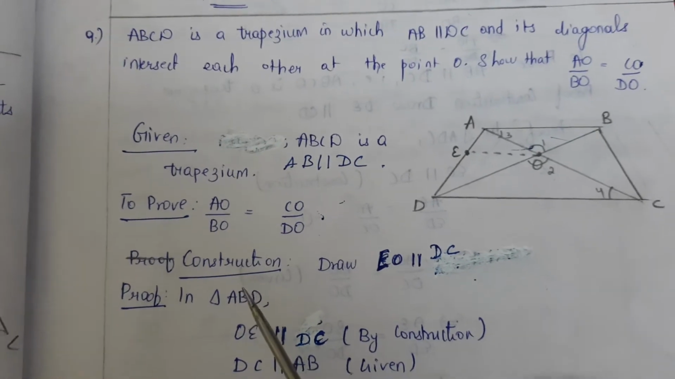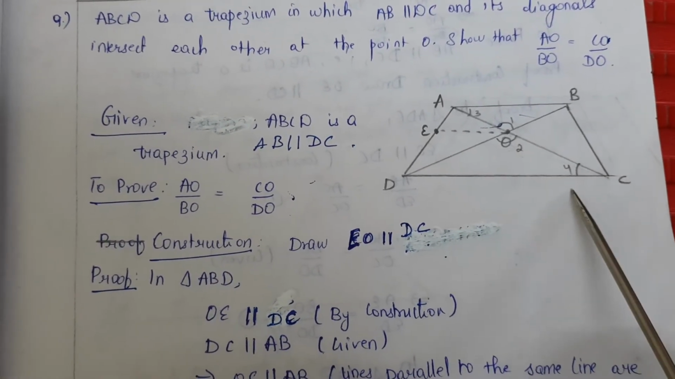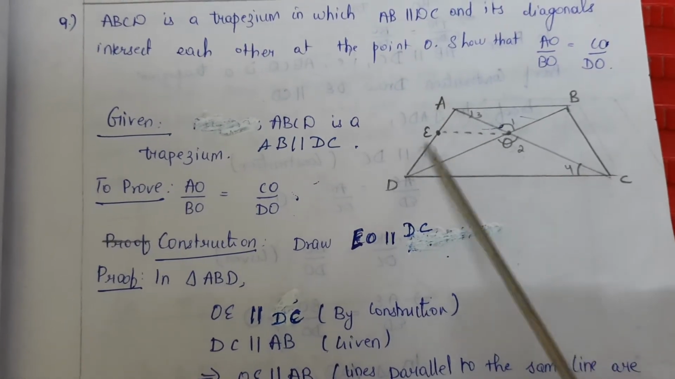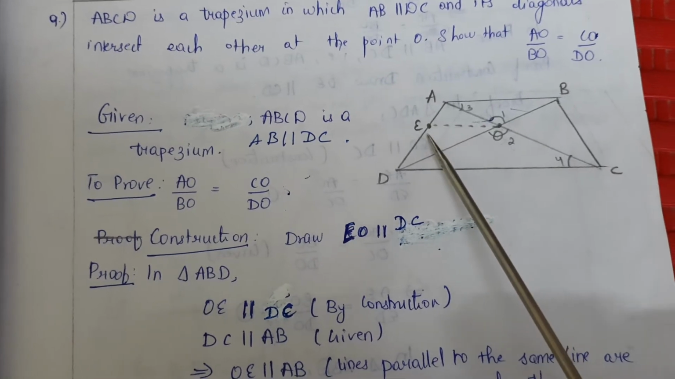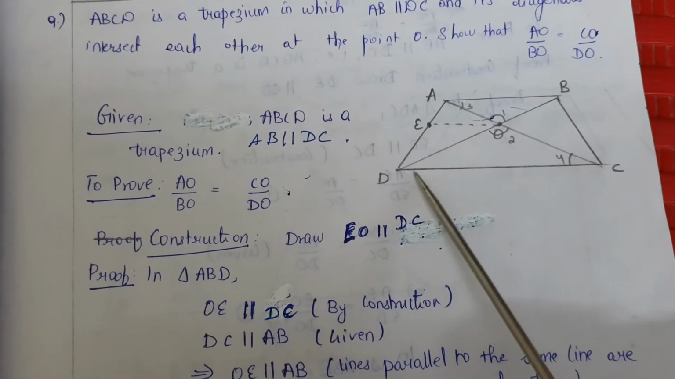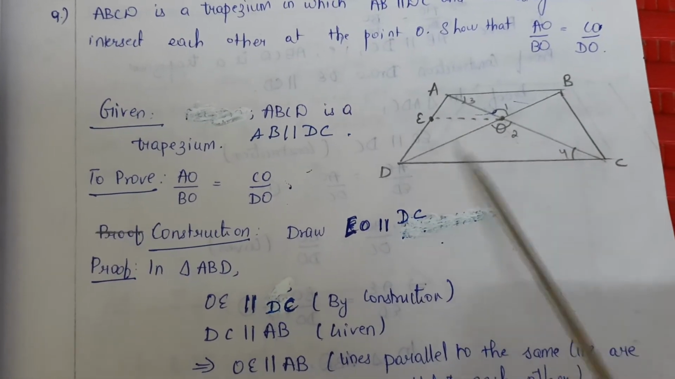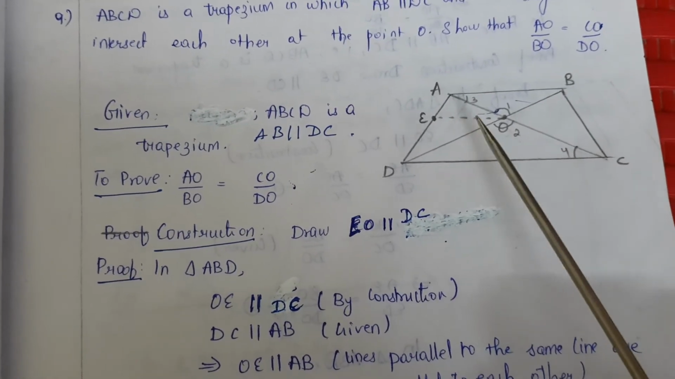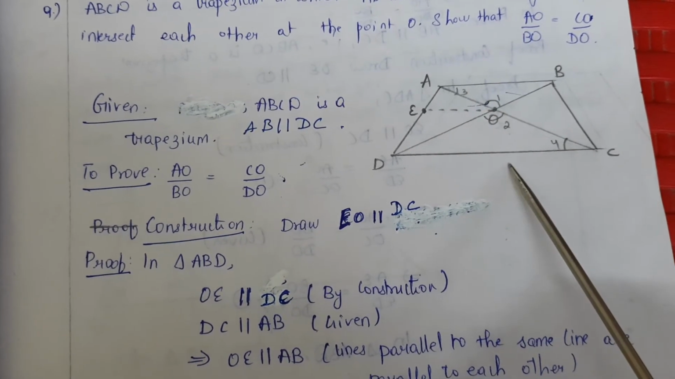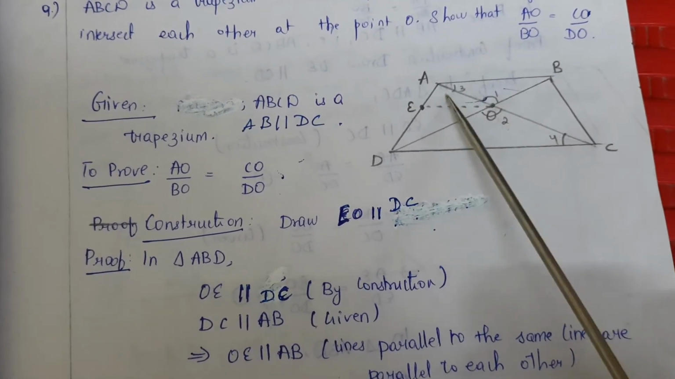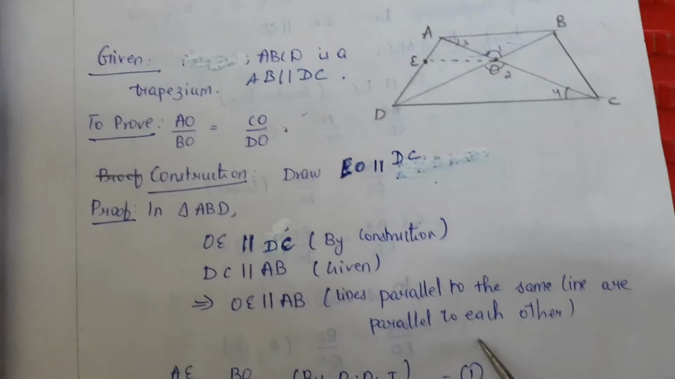For this we have to construct. I am just drawing a line EO which is parallel to DC. Let us consider this triangle ABD. When we consider this triangle ABD, we know OE is parallel to DC by construction. And already it is given AB is parallel to DC. So if OE is parallel to DC and AB is parallel to DC, then OE is also parallel to AB, because lines parallel to the same line are parallel to each other.